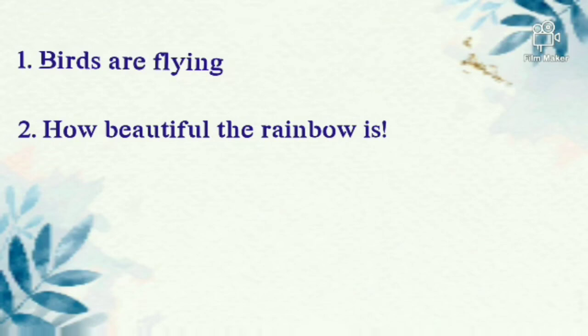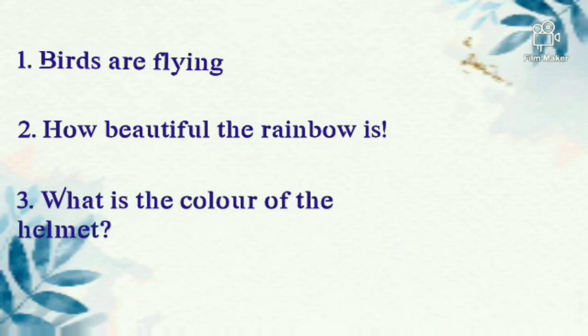Number 1, birds are flying. 2, how beautiful the rainbow is. 3, what is the color of the helmet? 4, follow me. Now you can pause the video and complete your task. Identify and write the types of sentences. Shall we discuss the answer, children?